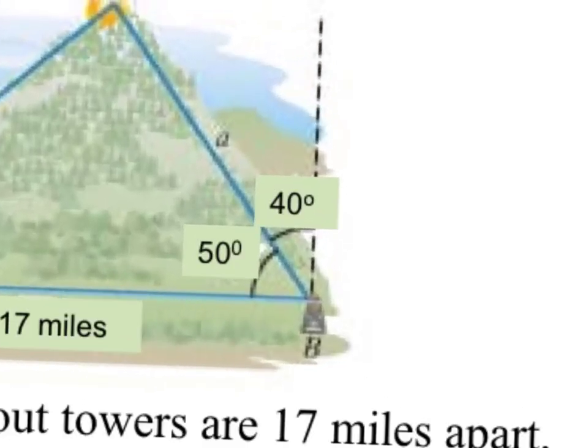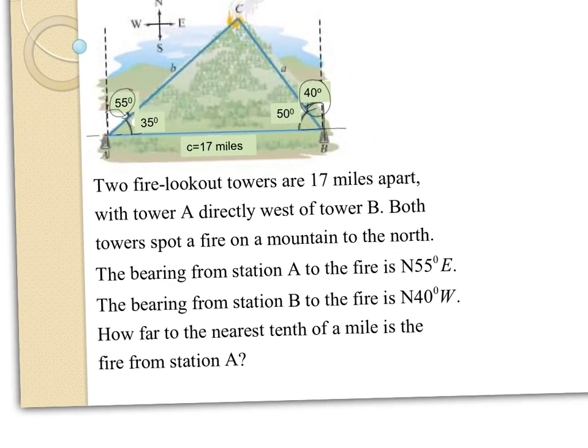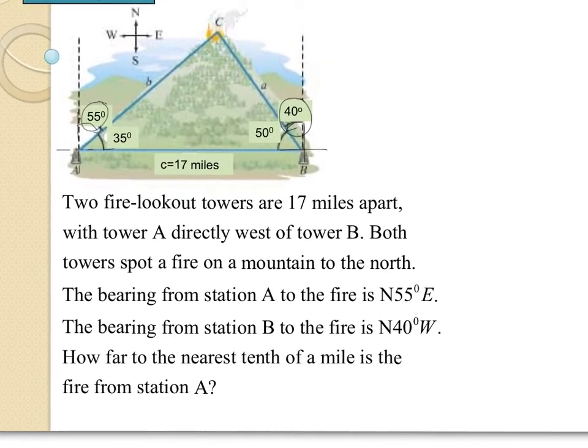So I'm going to go north. Here's my north, south, east, west pole. I'm going to go northwest. So this is 40 degrees here. In order to get the angle inside the triangle, you do 90 minus 40, and that's where that 50 is coming from. And then it says, be careful here. This is a part where you have to make sure you draw yourself a picture. How far to the nearest tenth of a mile is the fire from station A?